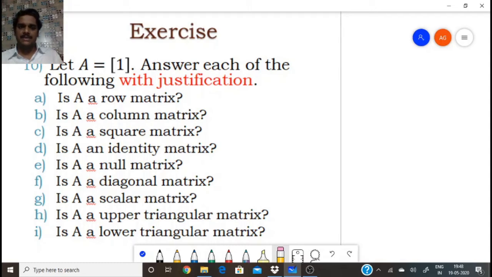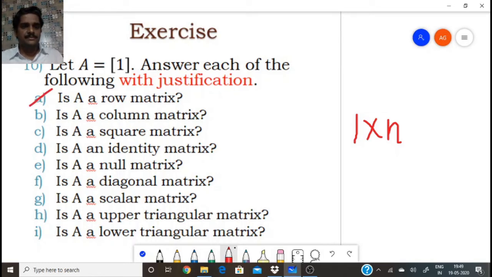A matrix in which there is a single row and n number of columns. That means there is one row and there can be n number of columns. N number of columns means we can have one column or two columns or three columns. We can have any number of columns, but there has to be only one row. In our case, we have one row and one column. So definition satisfied. So A is a row matrix.